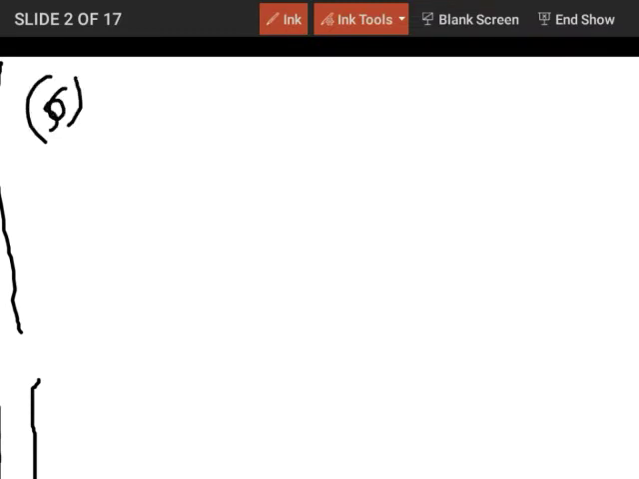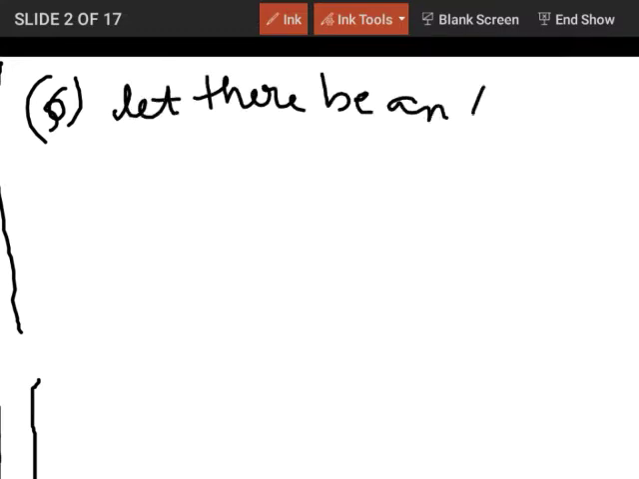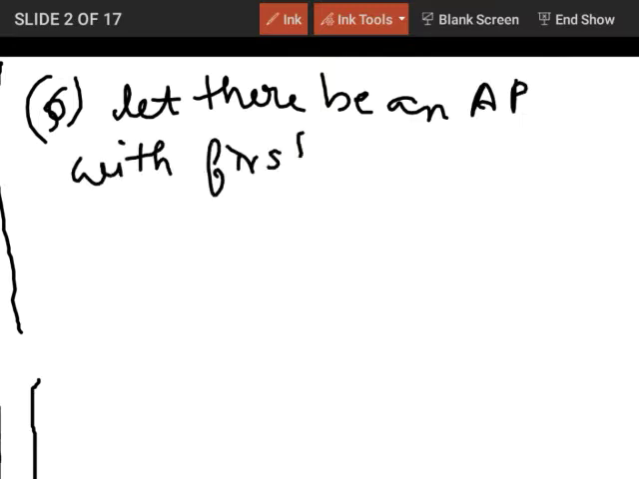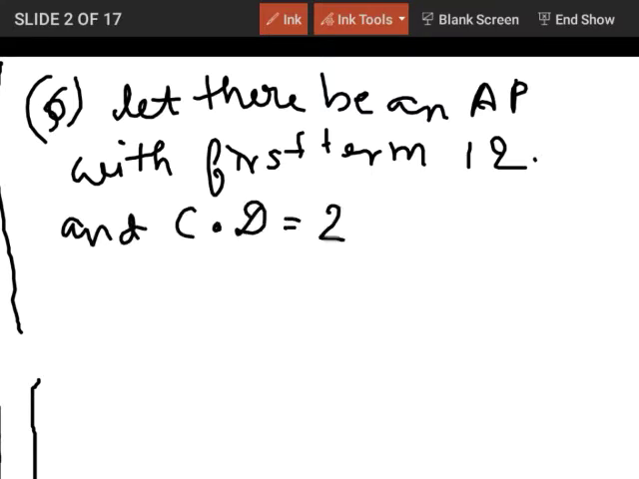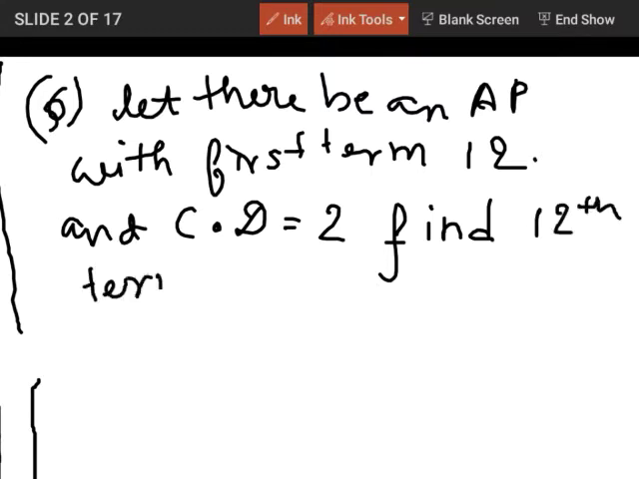Let there be an AP with first term, say, 12 and common difference 2. Now it is asked to find the 12th term. Do it. Done. So it's a very easy question.